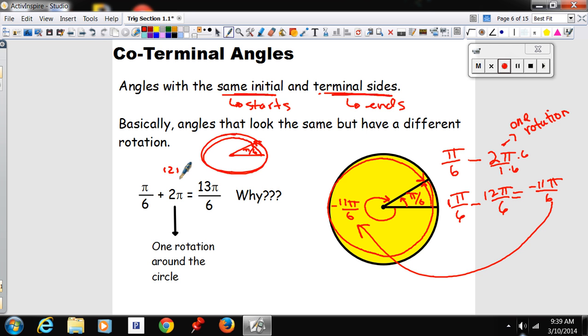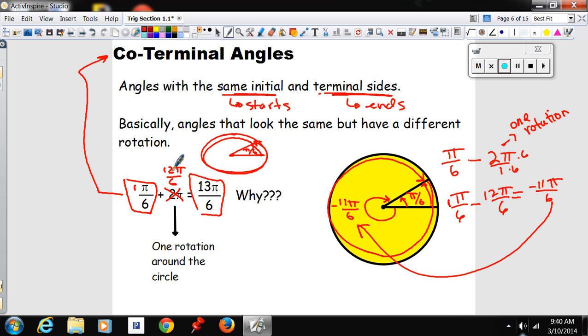Change it to 12 pi over 6. So what's 1 pi over 6 plus 12 pi over 6? 13 pi over 6. These two angles are called coterminal angles because they look identical. They both start and end in that same spot, but one goes up a little bit and one goes around one.